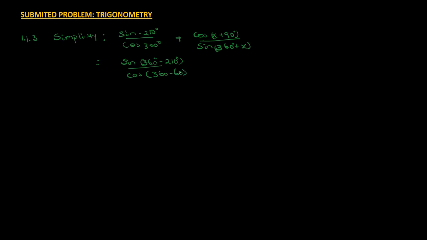Is that 300 degrees? I think that is 300 degrees. Okay, now we have on the other side the cos of an angle x added to 90 degrees. In this scenario, you need to be able to use the reduction formulae to simplify this.